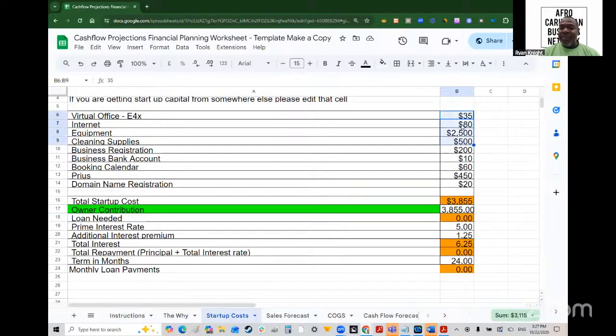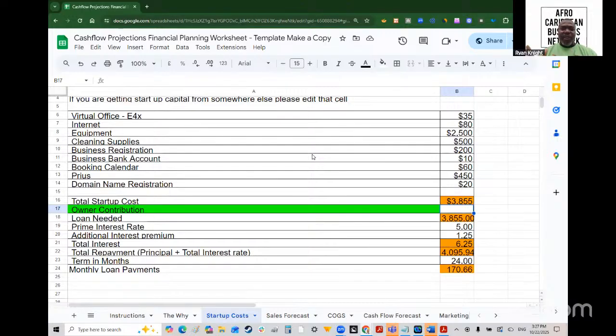Now, if I didn't have the money and I had to delete this section, you'll see now I have to go get a loan. If I needed to take a loan out to purchase all of these startup costs, the loan would go into the balance sheet as a liability, and then the cash that I get from the loan would go as an asset, and then you're using it to make these purchases.